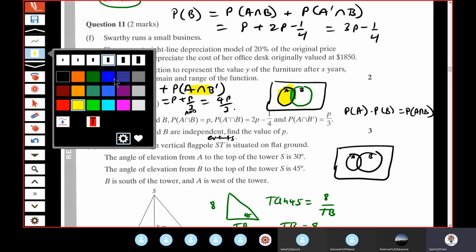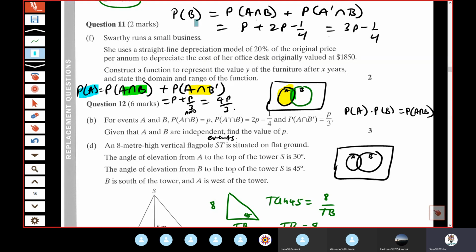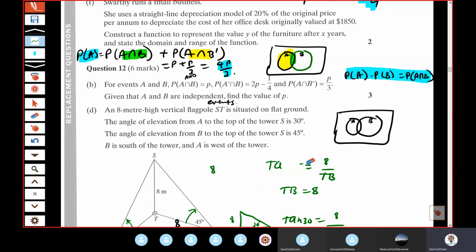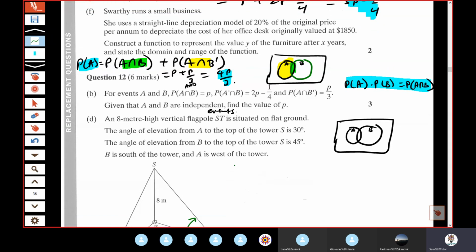And then, you know the formula, PA times PB must equal PAB. So this times this must equal P. And that's what I'm about to do now. But I need some more space, so I might have to scroll down and rub these bits out from the previous question. All right, here we go. PA times 3P minus a quarter. Please use the brackets, otherwise it's wrong. Equals P.